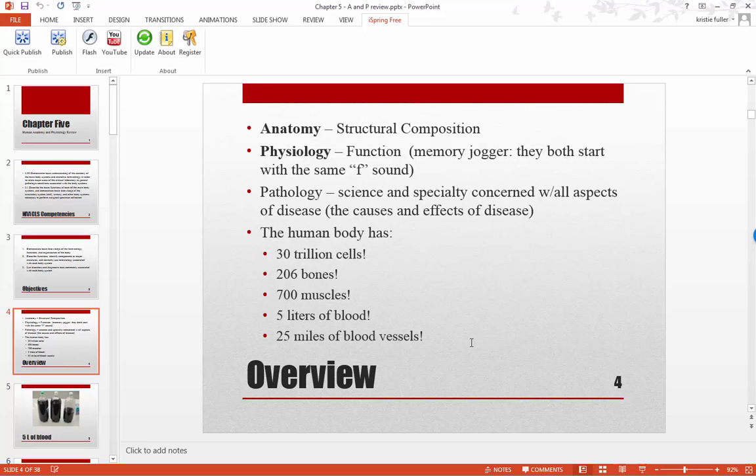Pathology is the science concerned with all aspects of disease. In your lab, if it's not a lab director, you will have a pathologist that's in charge of you.